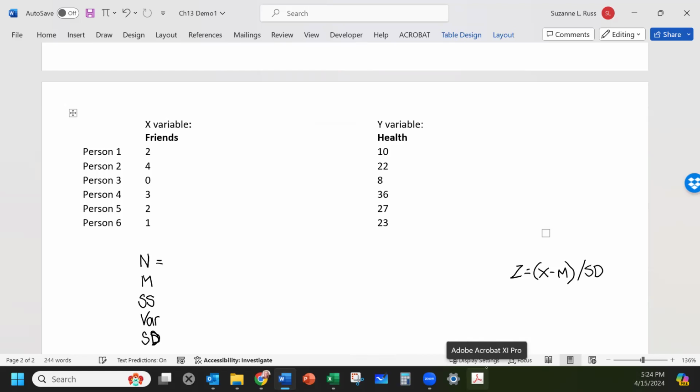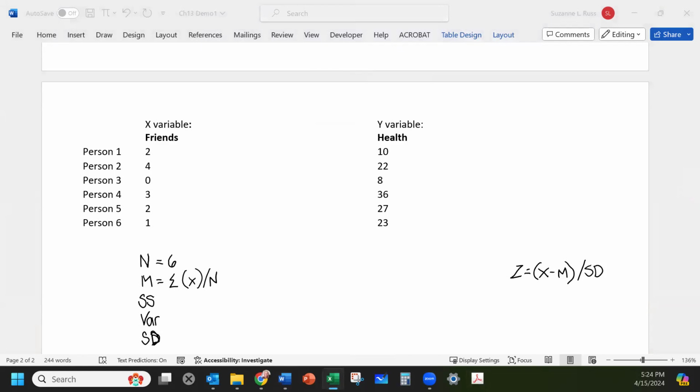So in this case, n equals 6. M is the sum of all the scores divided by n. And if we do the math on that, we find that the sum of all these scores, 2 plus 4 plus 0 plus 3 plus 2 plus 1, is 12, divided by 6 equals 2. And so that's our mean.